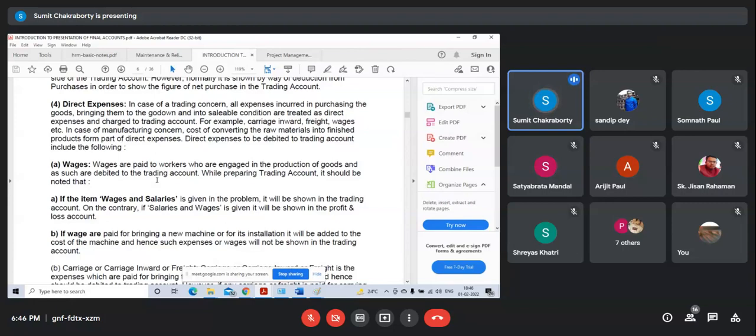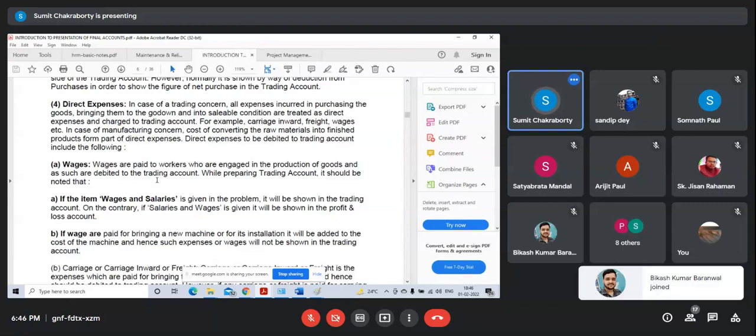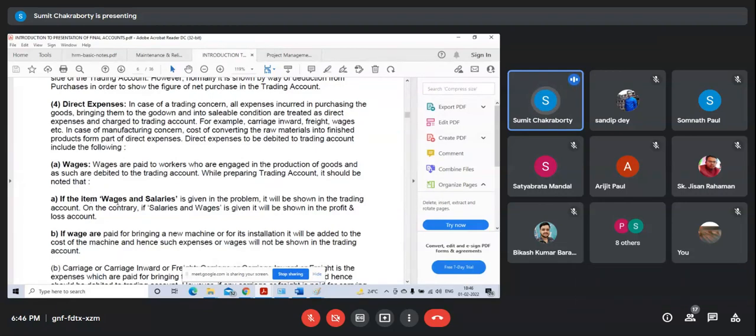So direct expenses to be debited to the trading account include the following: wages. If wages and salaries is given, it is shown in the trading account. On the contrary, if salaries and wages is given, it will be shown in the profit and loss account, as I said before. Wages and salaries, those two headings, are included in the trading account, debit side, as expenses. But salaries and wages are not included in the trading account. They are a part of profit and loss account.